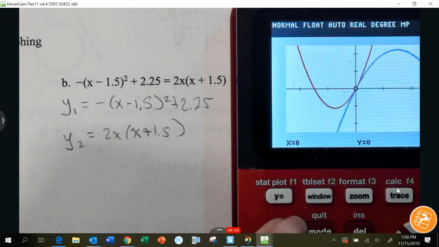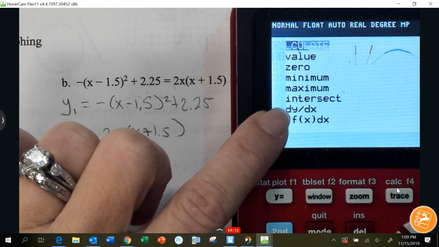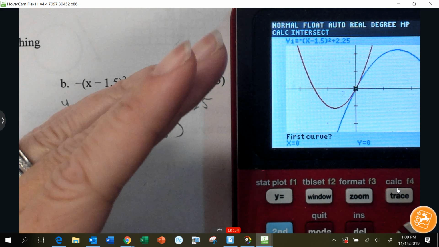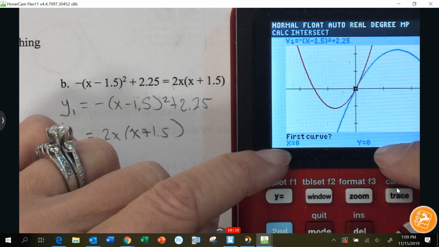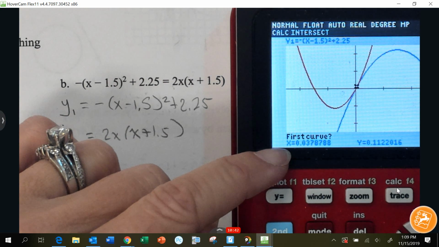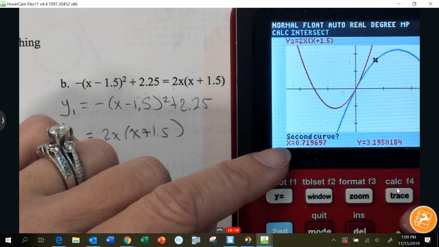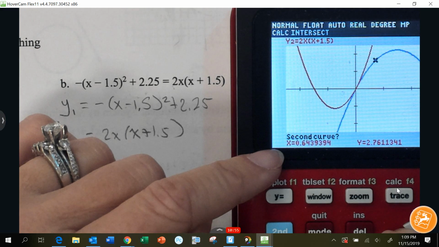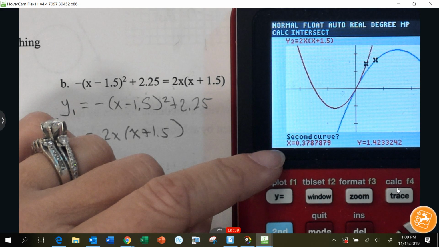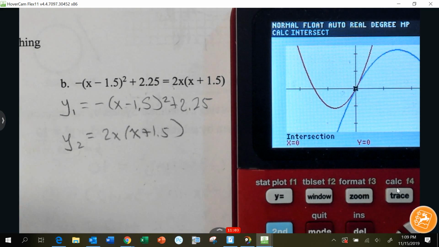Let's see. Second trace, intersect. Right now I cannot tell what curve I'm on, except mine's in color, so I can tell that it's on the blue one. But if you cannot tell, just use your arrow, and then you can see which curve it's on. So I'm on the first curve, now I'm on the second curve, and then guess. We'll guess at 0. And yes, the intersection is at 0, 0.